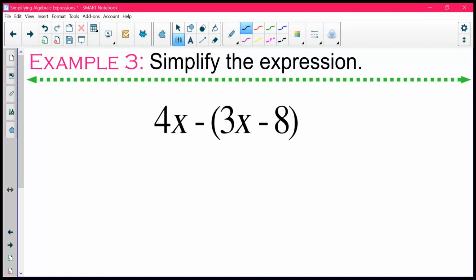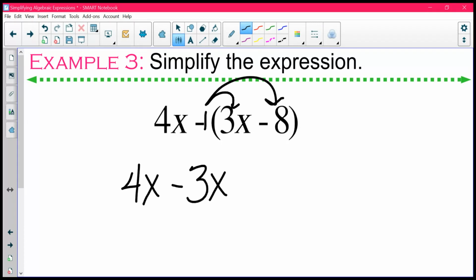Now, be careful here. For this one, if you notice, there's a minus sign right in front and attached with the parentheses. So that means this is a negative 1 standing there. So what I'm going to do is I'm going to bring down my 4x, and now I'm distributing a negative 1 to both terms. So this would be minus 3x, and then negative 1 times negative 8 would be a positive 8.